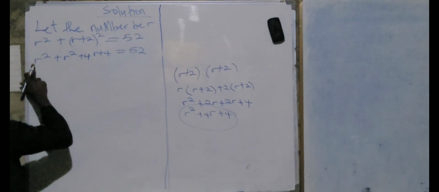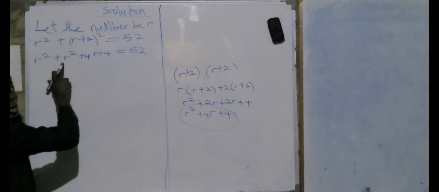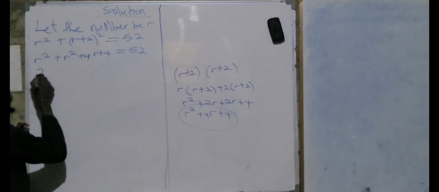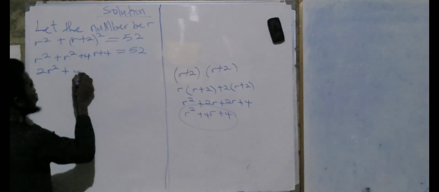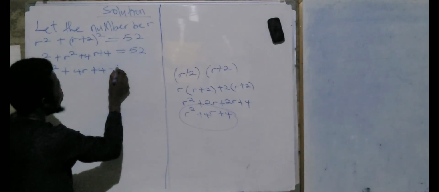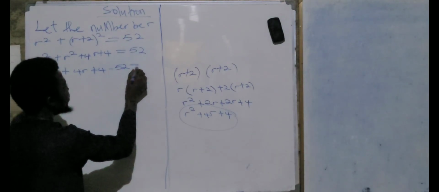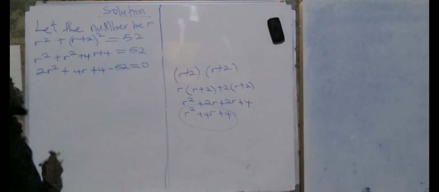Now the coefficient here is 1, and the coefficient here is 1. 1 plus 1 gives you 2r squared, plus 4r, plus 4, minus 52. Now we have taken everything to this side, so it equals 0. Are we clear here?